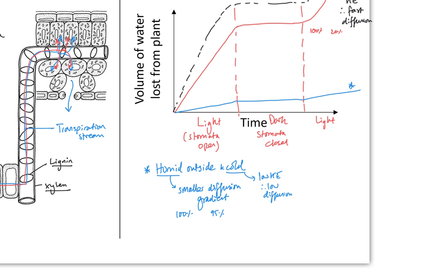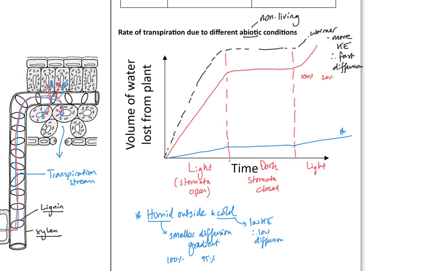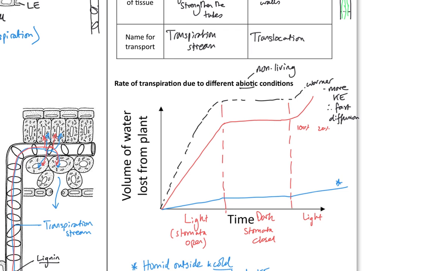And the last one is just air movement. Let's get the maximum amount of water loss from this plant. So I'm going to make it warm. I'm going to make it windy, and I'm going to make it really dry outside. And if that's the case, then we're going to lose loads and loads of water. Really quickly, that green line is warm, dry, and windy. And those are the three conditions that mean you'll get lots and lots of transpiration.